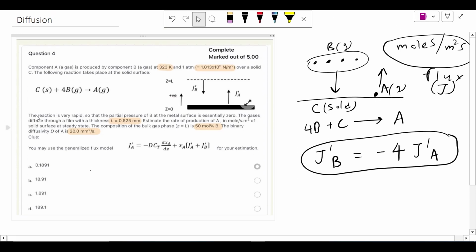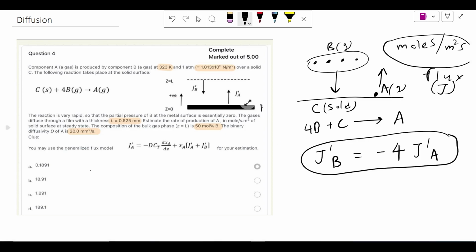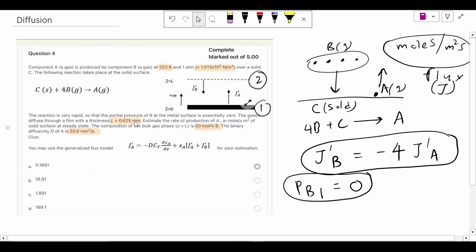The reaction is very rapid, so the partial pressure of B at the metal surface is essentially zero. This is the metal surface, so we name it 1, and this is the bulk gas phase, which is 2. The gases diffuse through a film, and from that we get the partial pressure of B at the metal surface, PB1, is essentially 0.